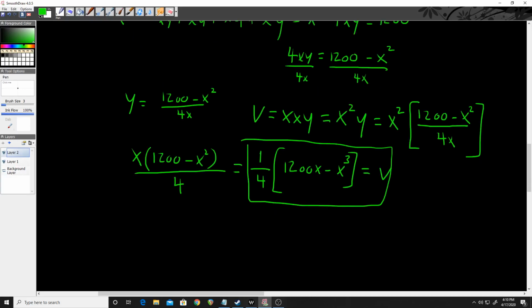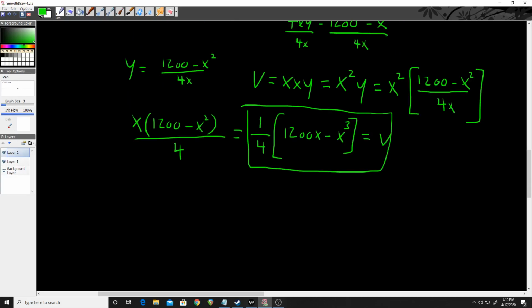And again, that is my volume. Okay, I want to find the maximum volume. So once again, if there's a maximum, the slope at the maximum is 0 or undefined. To the left of the maximum, the slope is positive. To the right of the maximum, the slope is negative. Positive slope, negative slope. Okay, so we want to show that this is the case. So I'm going to take the derivative of volume, dV/dx. The 1/4 is the constant multiple. The derivative of 1200x is 1200 minus 3x squared.